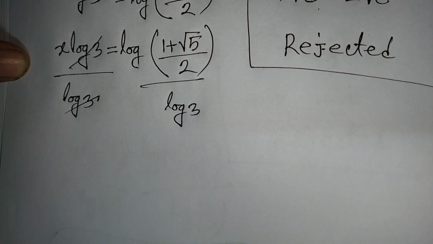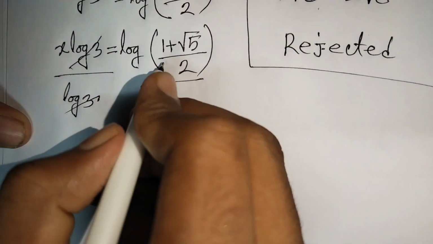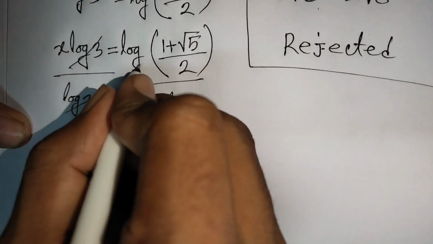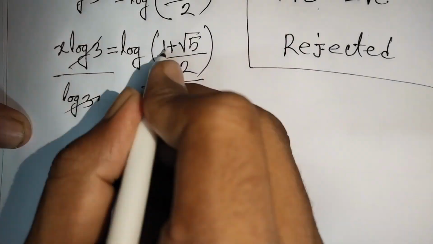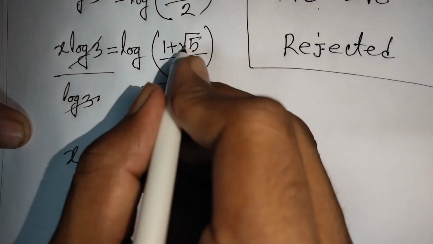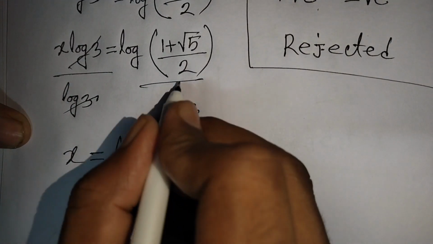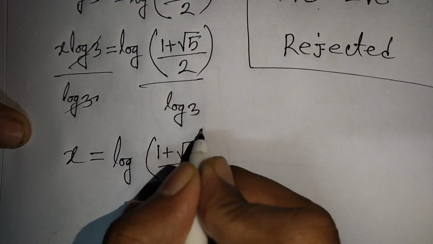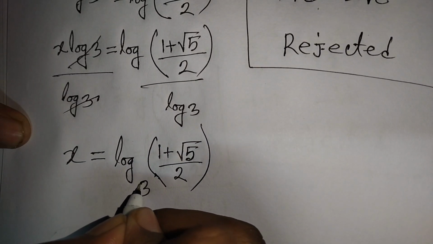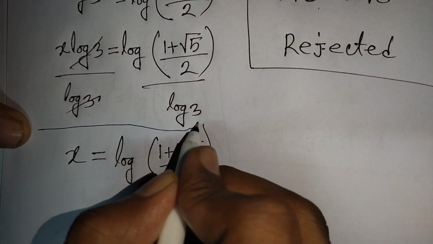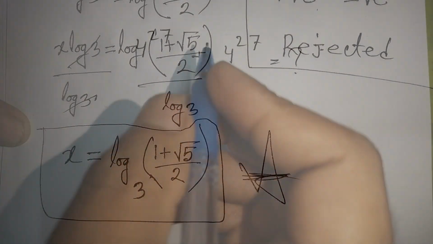So this log 3 will be cancelled. So we have x is equal to this divided by this, that means log of (1 plus the square root of 5) over 2, with base 3. So this is the value of x, so this is our final answer.